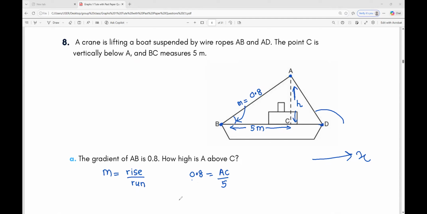We can cross multiply like earlier. 1 times AC is AC. 5 times 0.8, that is 4 meters. How high is A above C? A is 4 meters above C.